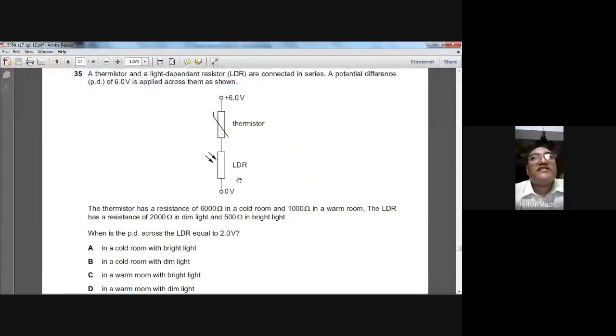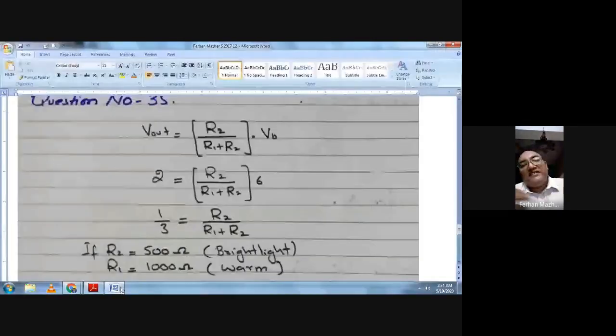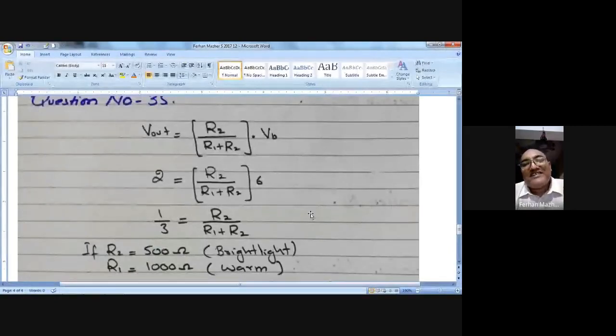R2 is here. This is the LDR because he is taking the V out. He is checking the voltage on the LDR. Let me call it R2 and let me call this R1. This is exactly the potential divider circuit. So V out on R2 will be R2 divided by R1 plus R2 times the voltage of the battery.